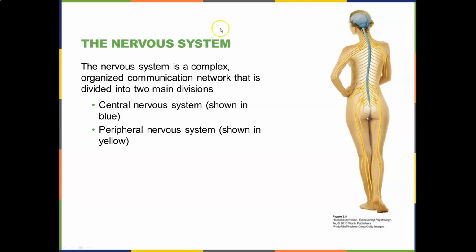So here's another diagram too. I just want to show you that the central nervous system is what's shown in blue here. This is the brain and the spinal cord. And then the peripheral nervous system is all in yellow here. I put those two in there to help you memorize whichever image sticks with you the most.